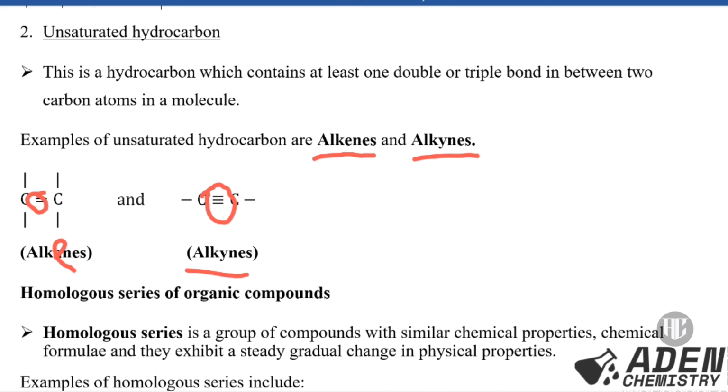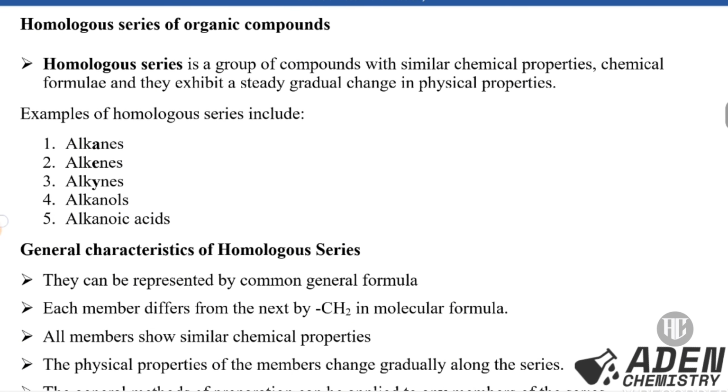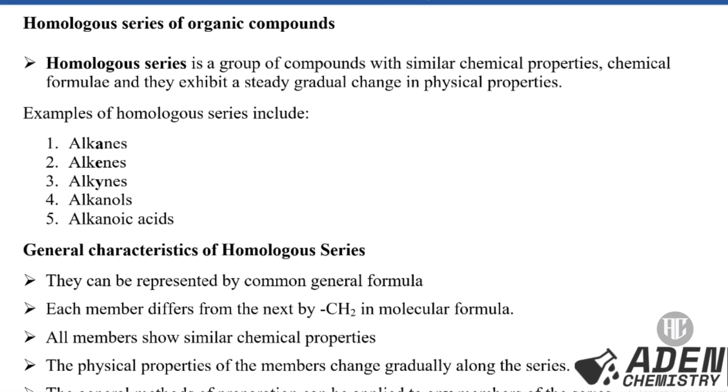Next, let's see something called homologous series of organic compounds. Let's start by defining what homologous series is. A homologous series is a group of compounds with similar chemical properties and chemical formula, and they exhibit a steady gradual change in physical properties. Let's go and see examples of homologous series: 1.